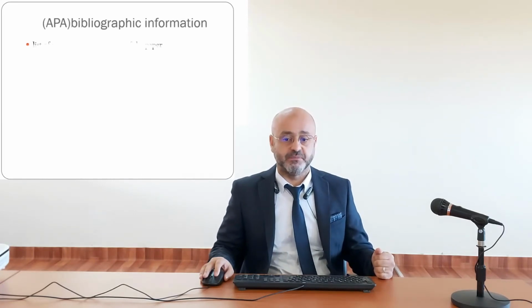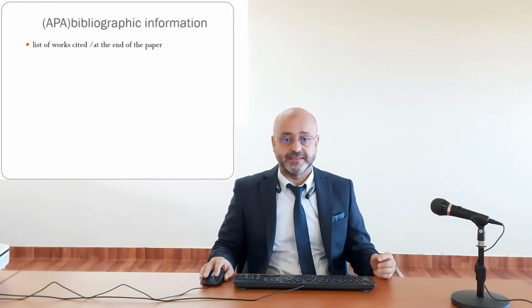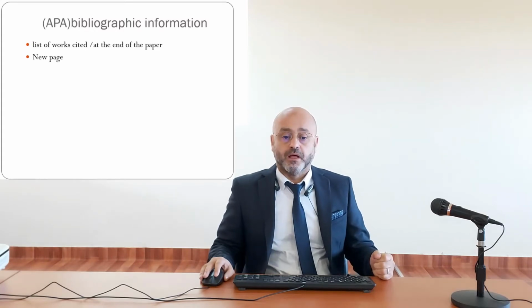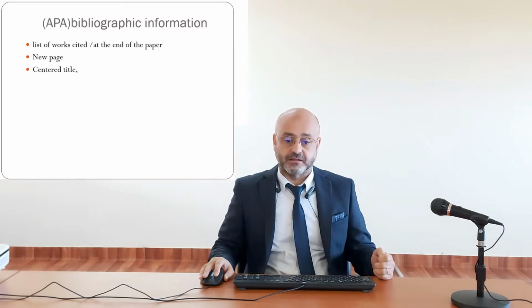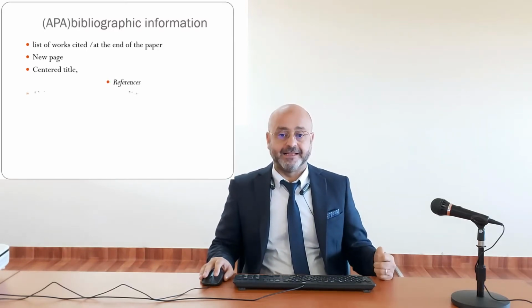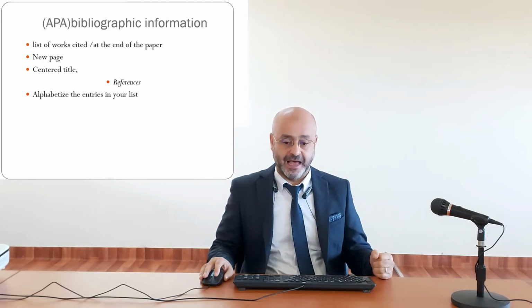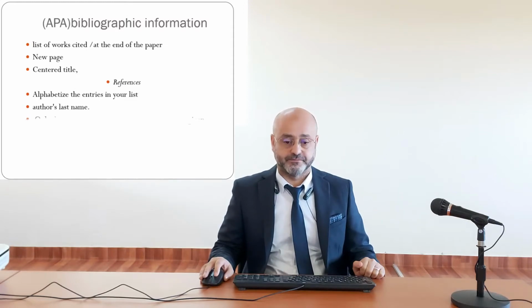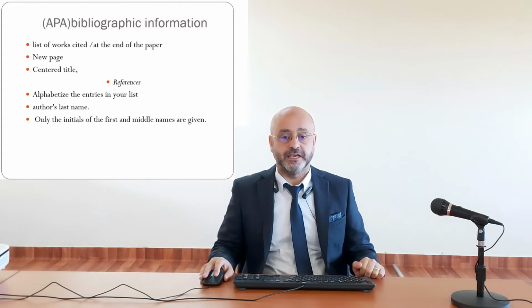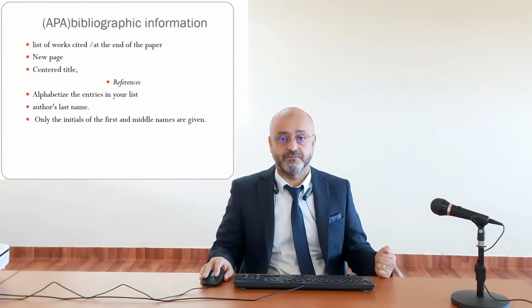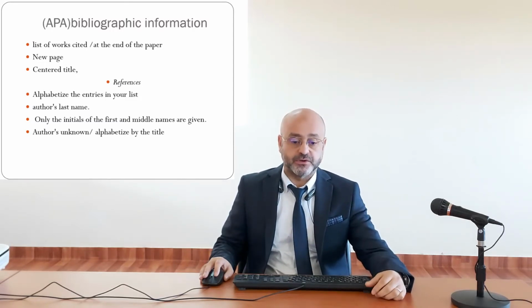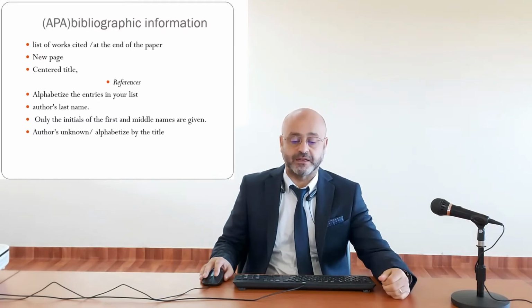So how do we write this bibliographic information? Normally, it is mentioned at the end of your paper in a new page with a centered title, References, and all your references should be listed in alphabetical order, starting with the family name of the author and followed by the initials of the first and middle name if any. In case you have a reference in which the author's name is not mentioned, then you can start with the title of the reference, and of course following the alphabetical order.